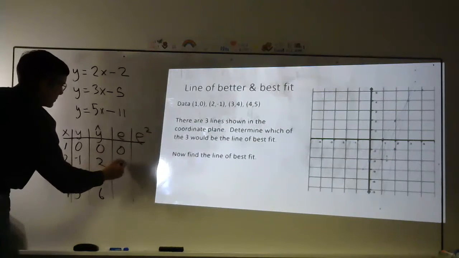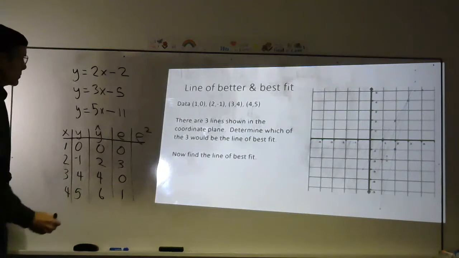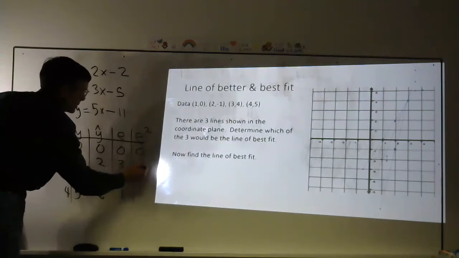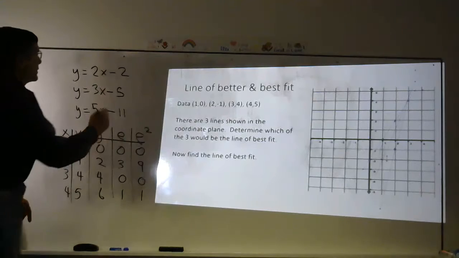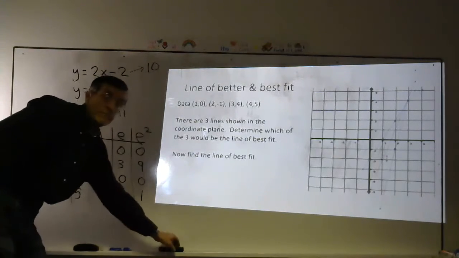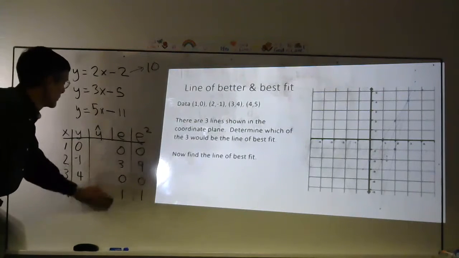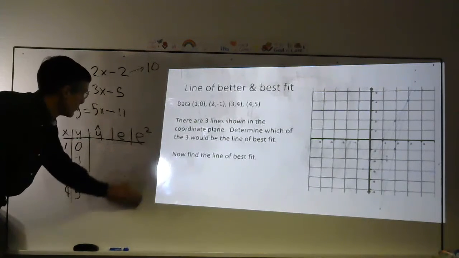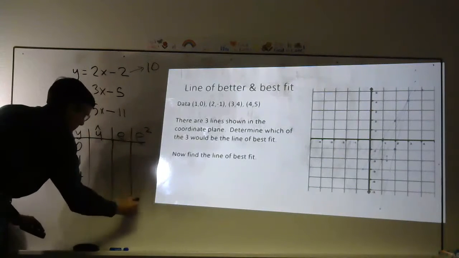The difference between those is 0, 3, 0, 1. Square them all: 0, 9, 0, 1. The error in this line squared is 10. Okay? Everybody with me on that one? Okay, so let's do the next one.